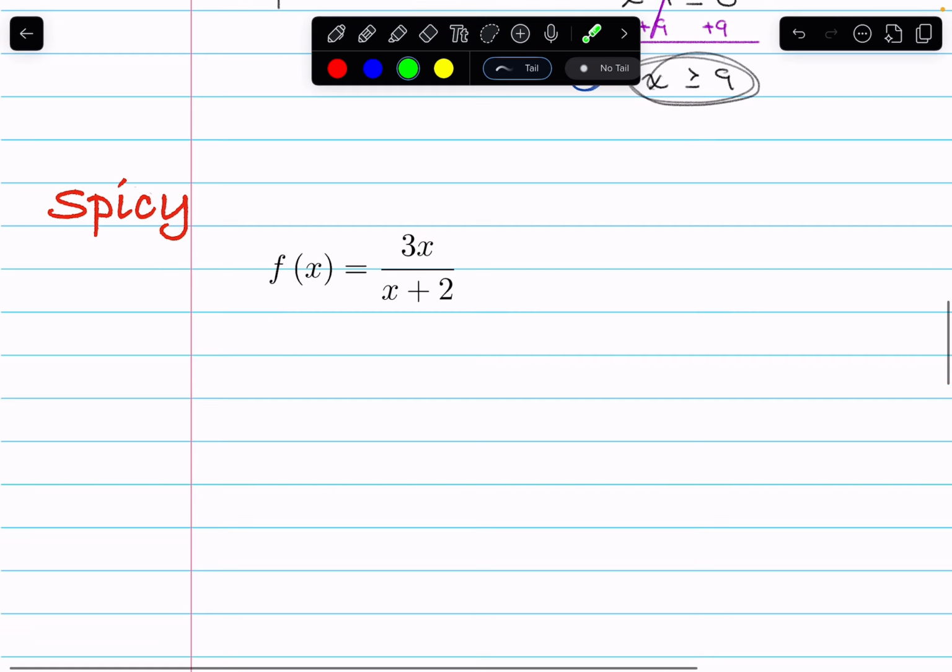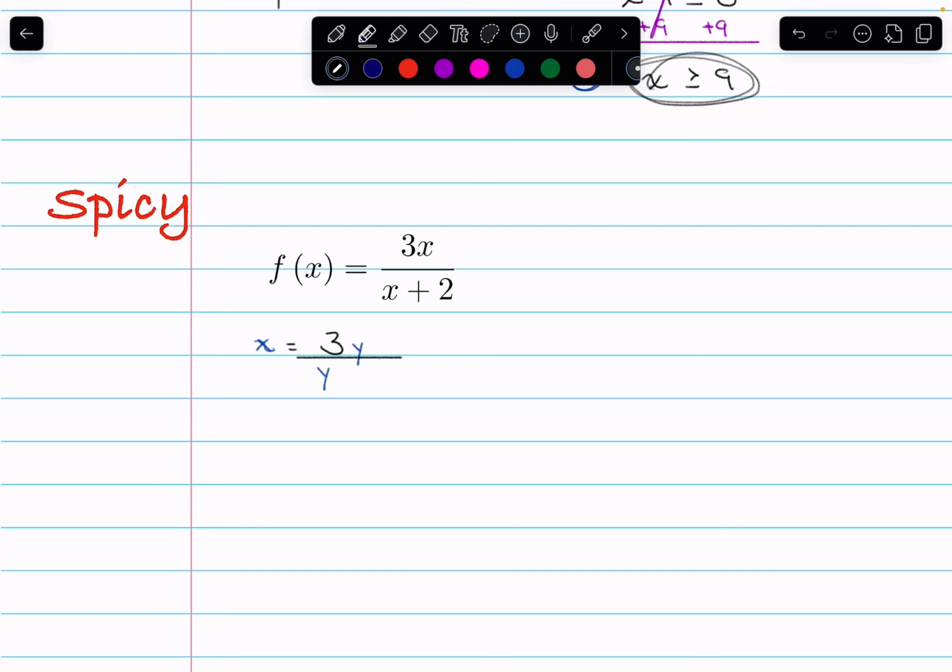Okay. So I'm going to do step 1 where I switch my x and my y. So this is my x equals, and then I'm going to have 3, and instead of an x, I'm going to write a y over y plus 2. So I switched my x's and my y's. And now what I'm going to do is solve for my y.